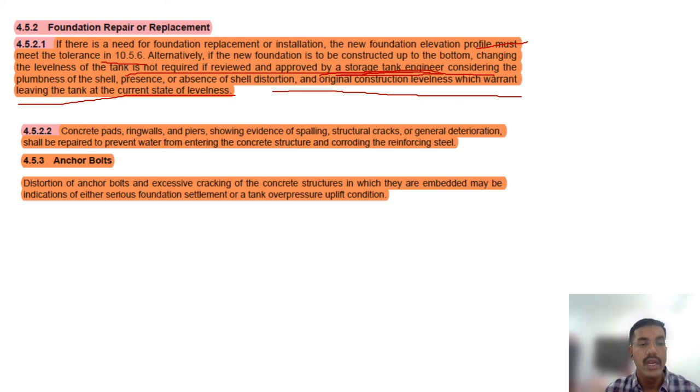There are some requirements for the anchor bolts and concrete piers: reinforced piers showing evidence of spalling, structural cracks, and general deterioration shall be repaired. This is not so important. As I told you, you will get 12 to 15 questions. Out of 12 to 15 questions, only 5 to 6 will be calculations. The rest of the questions are from a few of the tables and a few of the explanations. So Chapter 4 is very important. You have to read it: what is the requirement for roof, shell, bottom, and the foundation.